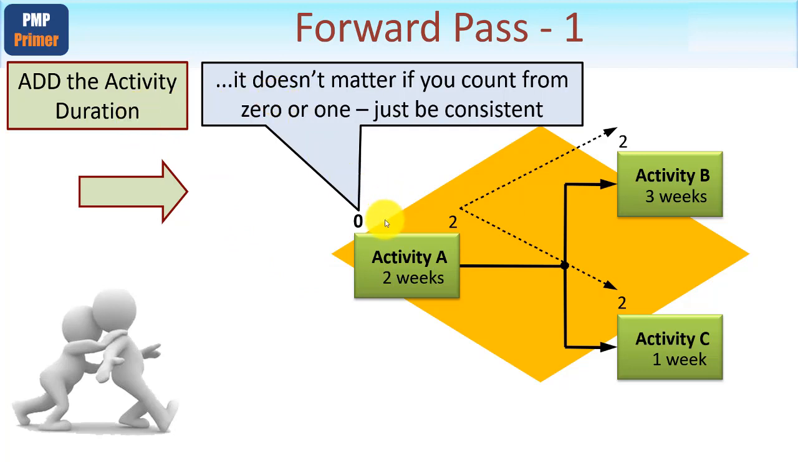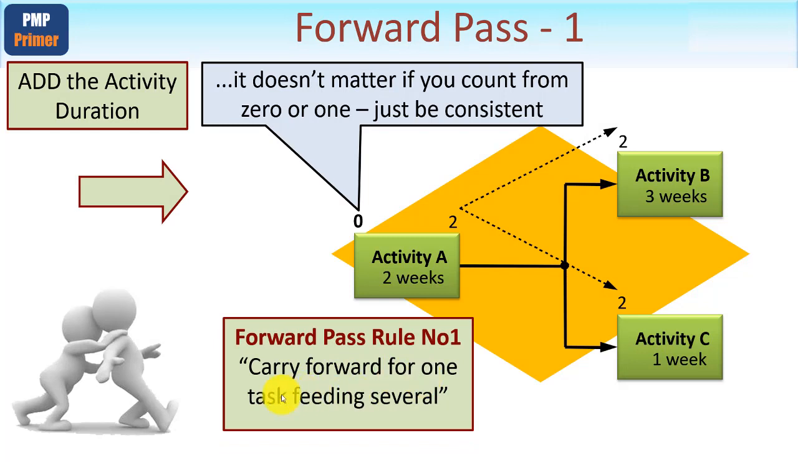Now, the other thing you might come across is some folks teach you that this starts on day 1, which is true, but I think it makes it easier, thinking about a time graph, if you will, that this starts at time 0. So I use 0. It really doesn't matter, because if you have 1 or 0, all of the math will come out in the wash, as you'll see. So because we're doing a forward pass, the first rule, carry forward for one task that feeds several. The first thing we know is that since this is a 2-week duration, 0 plus 2 gives you 2. And because this feeds into 2, or indeed more, we just carry it forward.